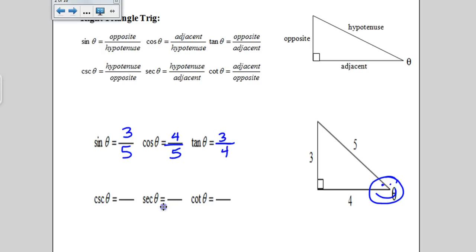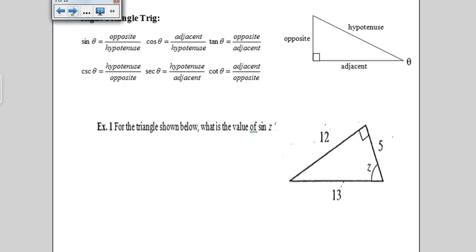Now cosecant is just the sine, but flipped upside down, or the reciprocal. So instead of being opposite over hypotenuse, it's hypotenuse over opposite. Secant is the reciprocal of cosine, so 5 over 4. And cotangent is the reciprocal of tangent, so 4 over 3. So once you have the first 3 trig functions, it's very easy to find the last 3. The problem on the ACT is they typically don't ask you for all 6 of them. They ask you just for one particular one, so you got to know all the formulas.